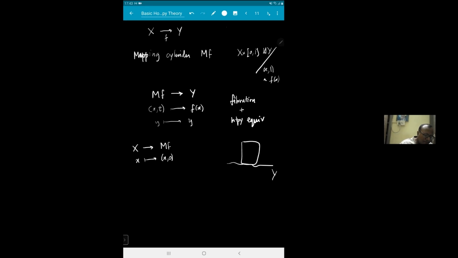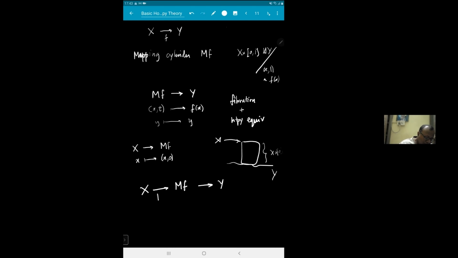So y is in the bottom. This is x cross [0,1]. So I have put x on the top. Okay, so that's the map. So this map, x goes to Mf, and then that goes to y.